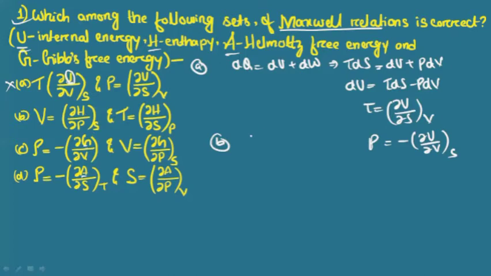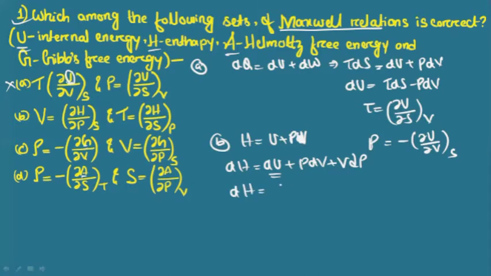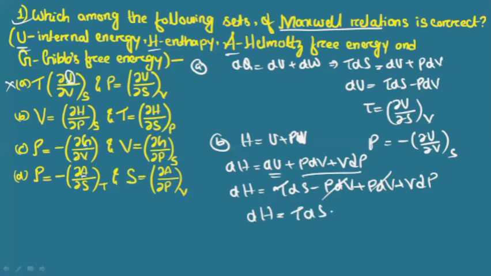Now we will see for the second option. Here it is given enthalpy H, and we know H is equal to U plus PV. When you differentiate, you write dH is equal to dU plus PdV plus VdP. Now this dU can be written as TdS minus PdV, so the rest terms are plus PdV plus VdP. Now this PdV and this PdV will get cancelled, and you will have dH is equal to TdS plus VdP.